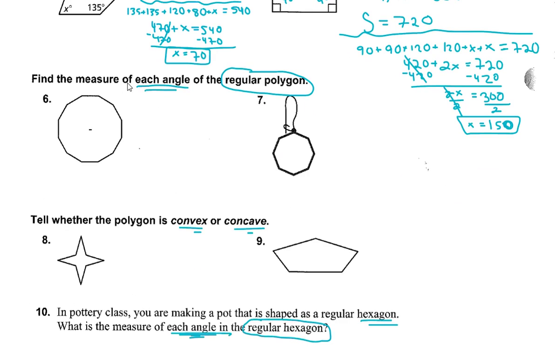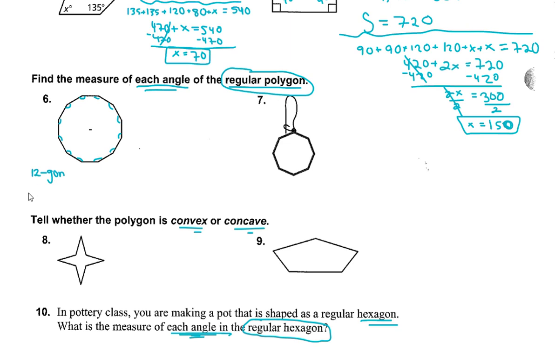All right, on the next one, it says find the measure of each angle of the regular polygon. A regular polygon means that all of the sides and all of the angle measures are congruent. So I've got 1, 2, 3, 4, 5, 6, 7, 8, 9, 10, 11, 12 angles on this one. So this is what I'm going to call a 12-gon. Again, in our class, we're not going to go past 10. This does have a name, a dodecagon, but I'm not going to quiz you on that. You will just call it a 12-gon.